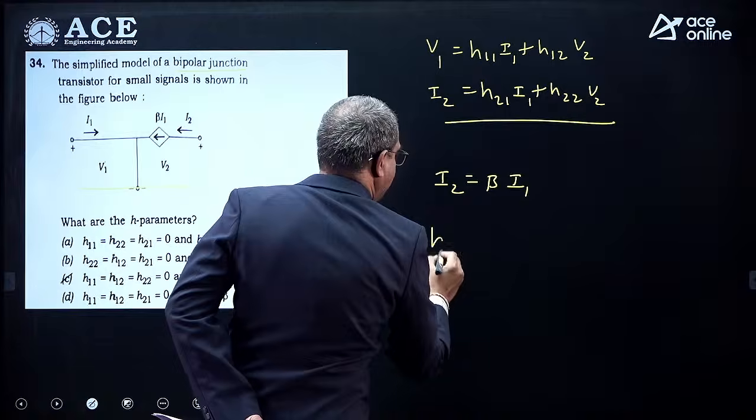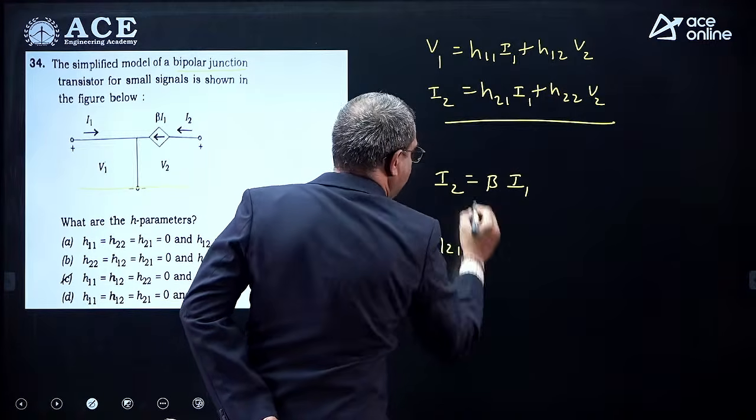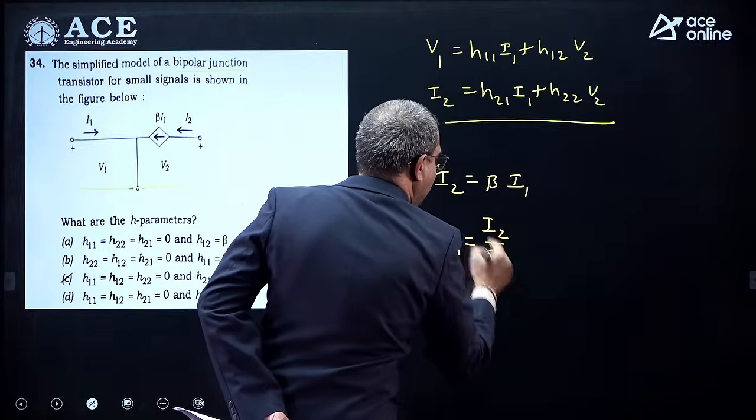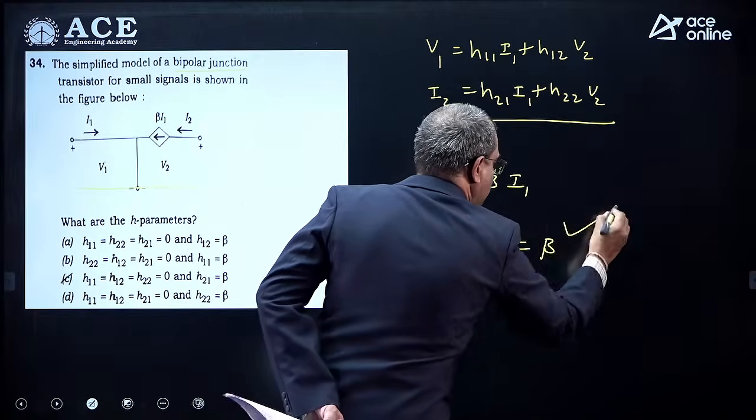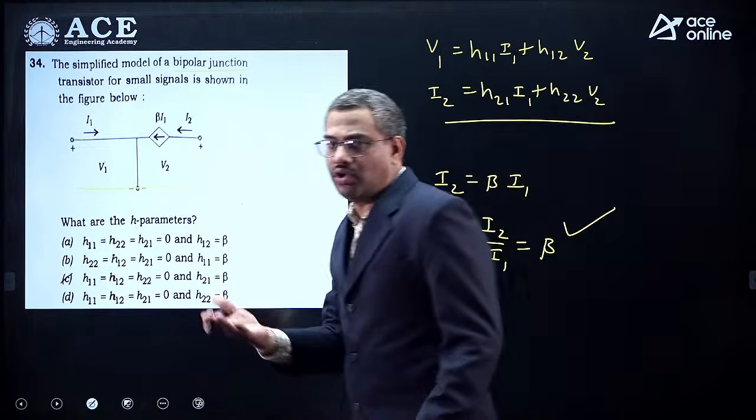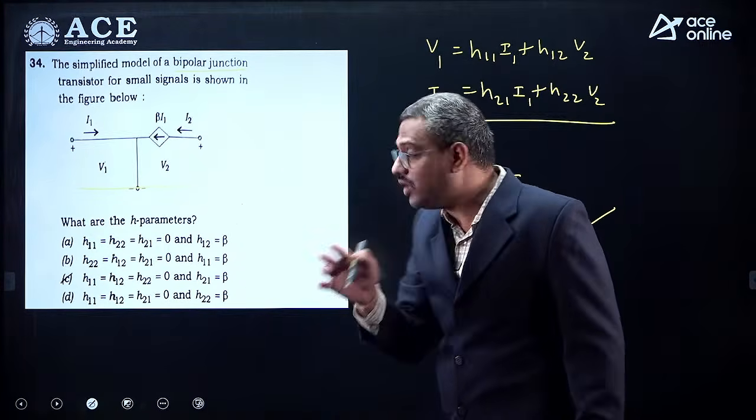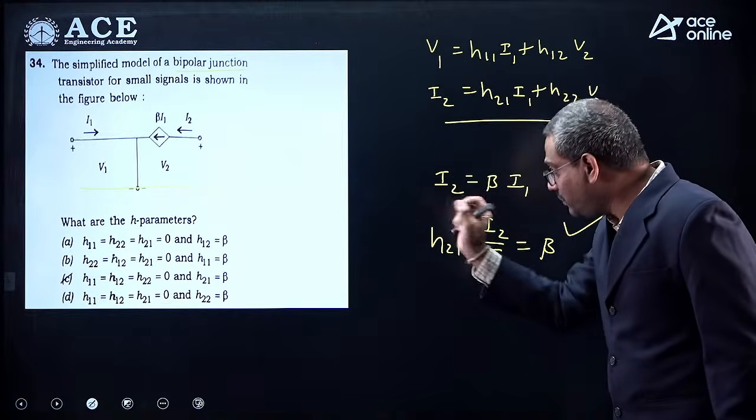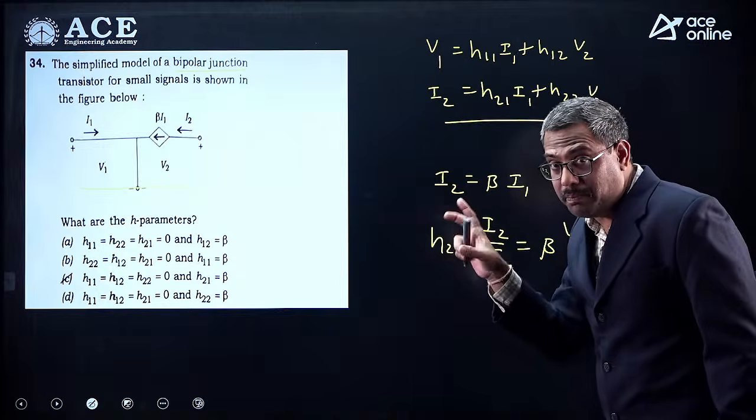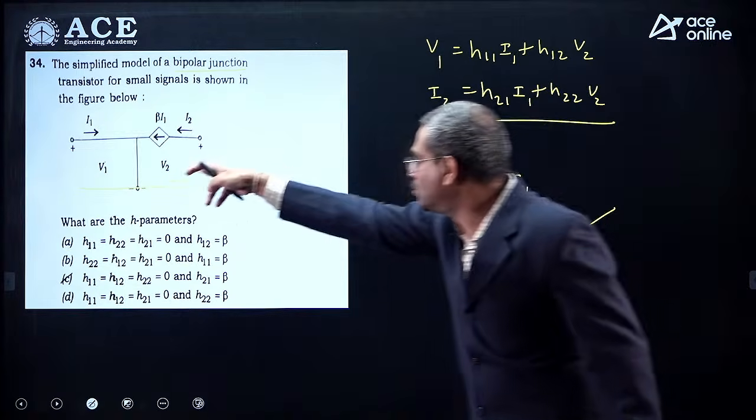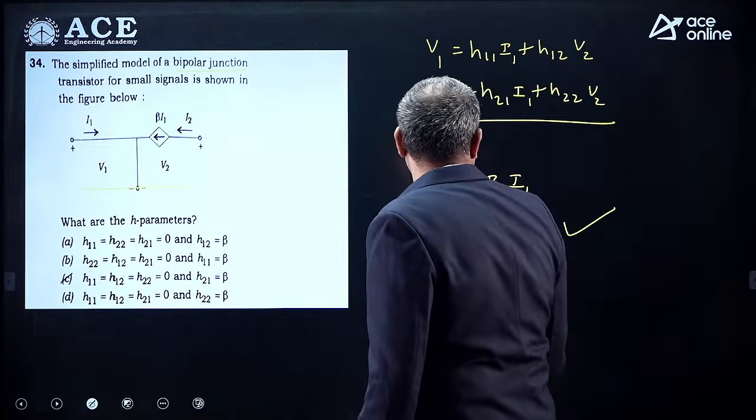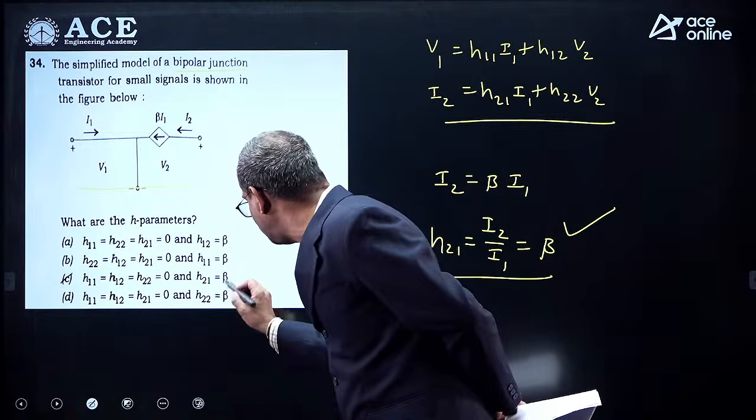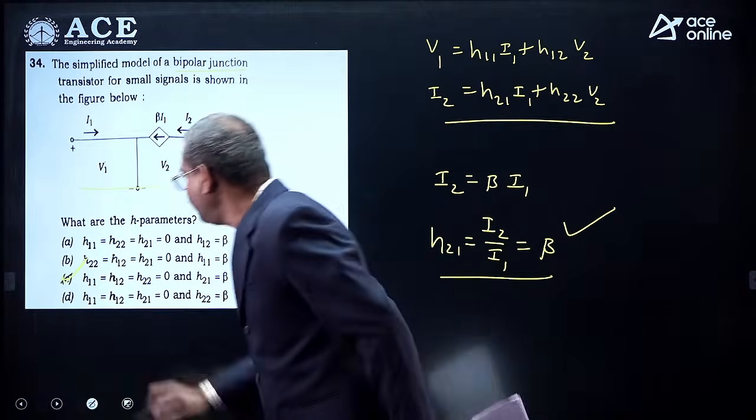From that directly, what is H21? H21 is I2 by I1. Here I2 by I1 is nothing but beta. So that is the only option. The remaining all short circuits, so an answer won't come. Observing that I2 is beta I1 itself will give the only option where the parameter exists. The remaining are all 0 because these are short circuits here. So only H21 exists, remaining all 0. So the option is C.